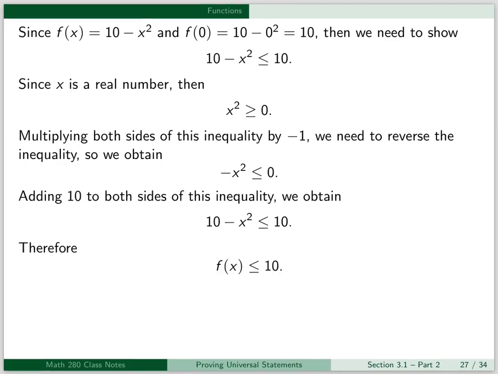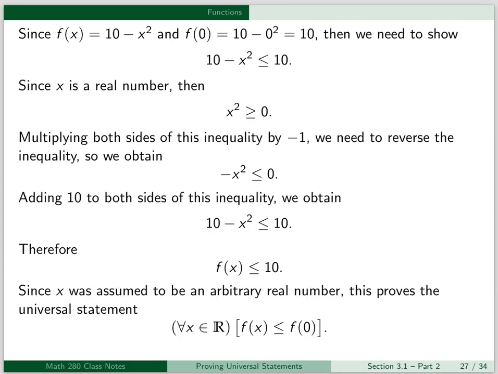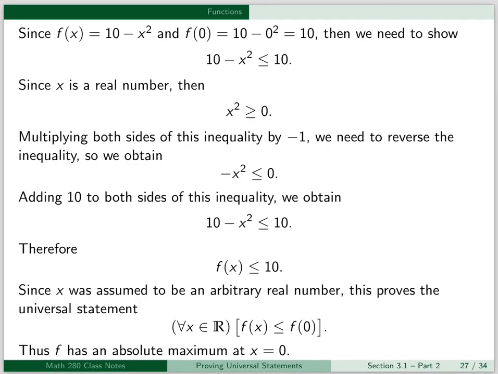Therefore, f of x is less than or equal to 10, or f of 0. And since x was assumed to be an arbitrary real number, this proves the universal statement. And thus, f has an absolute maximum at x equals 0.